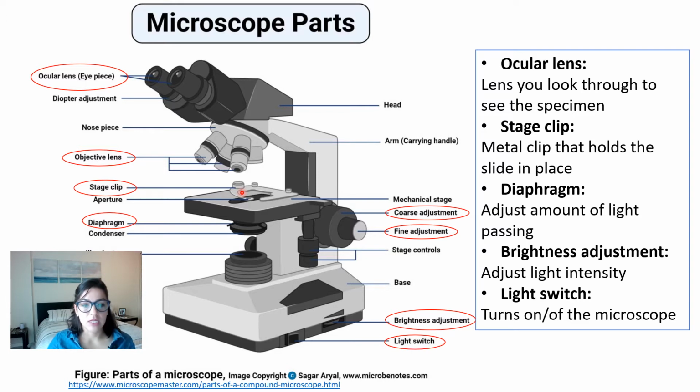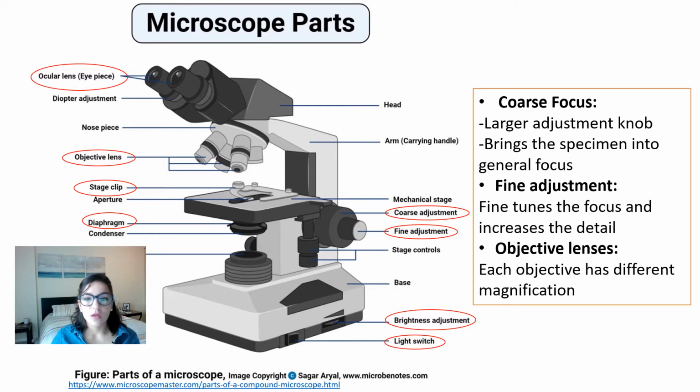We also have the diaphragm, which is right here, and it allows us to adjust the amount of light that's passing through so we can see the image in a better resolution. We can also adjust the brightness in the microscope to increase or decrease the light amount that's passing through. And here we have the light switch, which allows us to turn on and off the microscope.